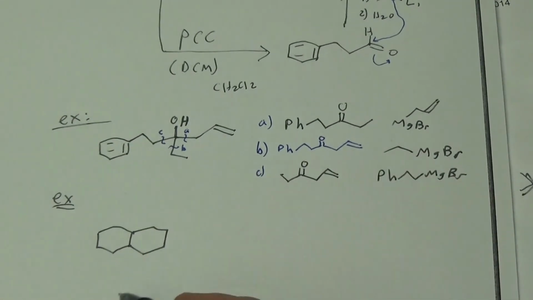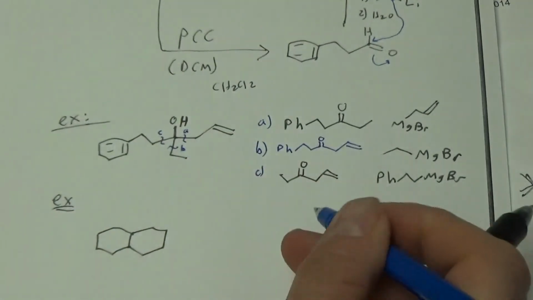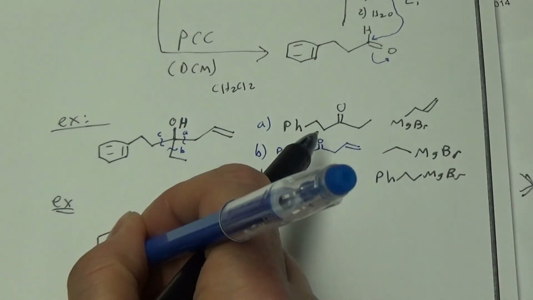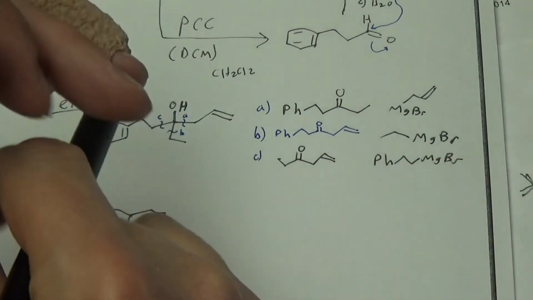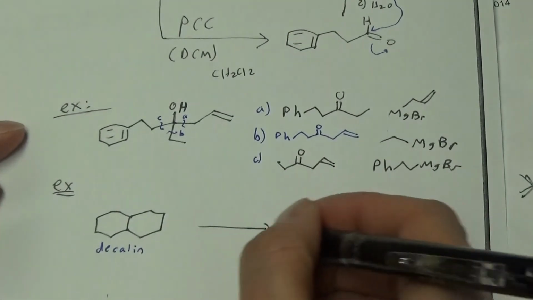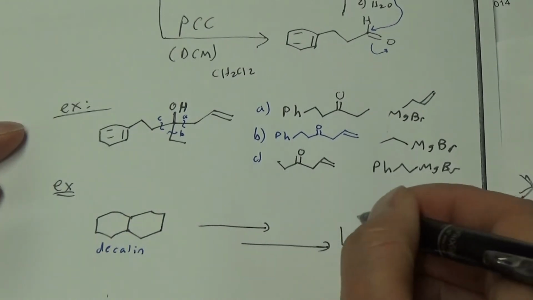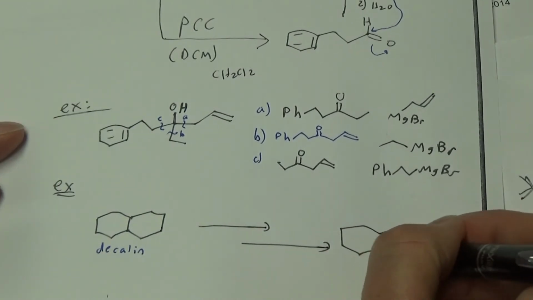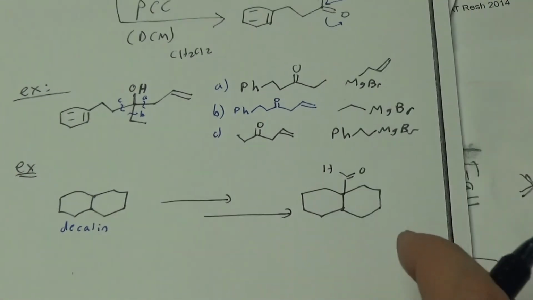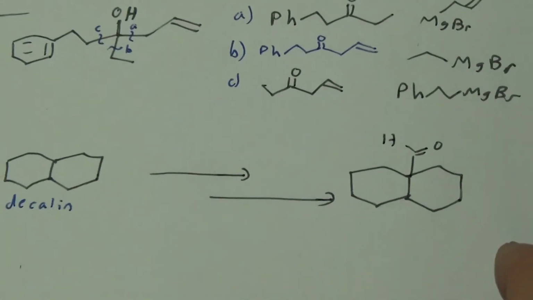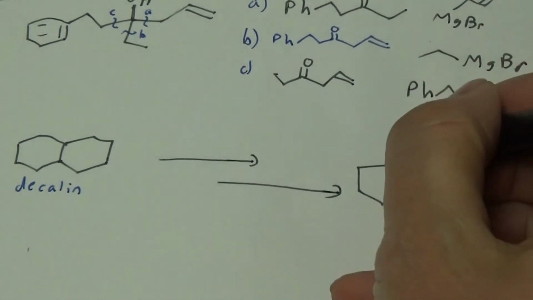All right, we actually have a name for this. Remember that? The cyclohexane chapter. It's called decalin. There was a cis and trans decalin, but anyway, how would we go about installing a single aldehyde up top? A single little aldehyde up there. How do we do that?